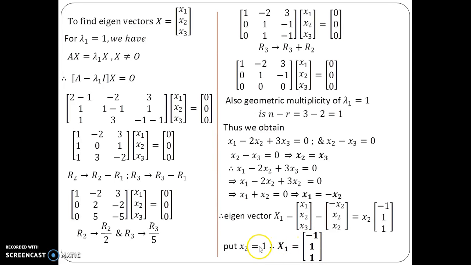You are free to choose any value of x2 apart from 1. You can take 2, 3, 4, minus 10, minus 12, any other, but not 0. Remember that, because x is a non-zero vector. So any other answer will be just a multiple of this vector.